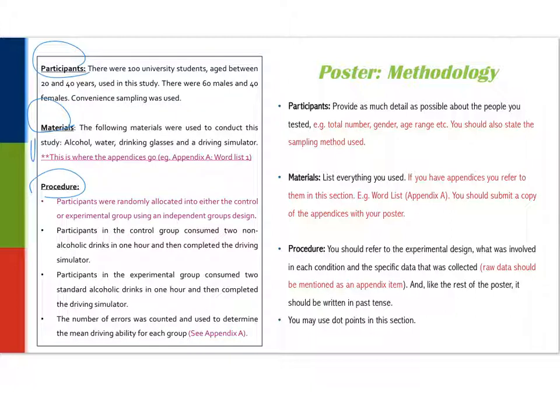For your materials and your procedure, you can use dot points. With your participants, that has to flow. And with your materials, although you can use dot points, you actually don't have that much room. So I would recommend you just follow this structure that I've given you. So let's start talking about your participants.